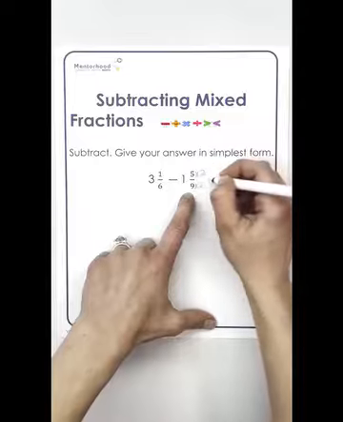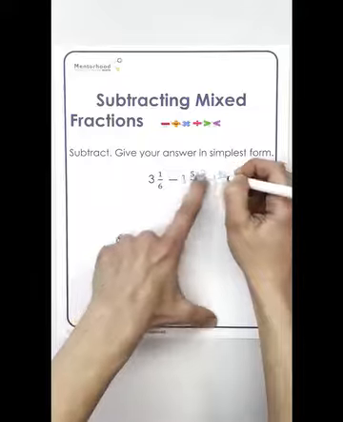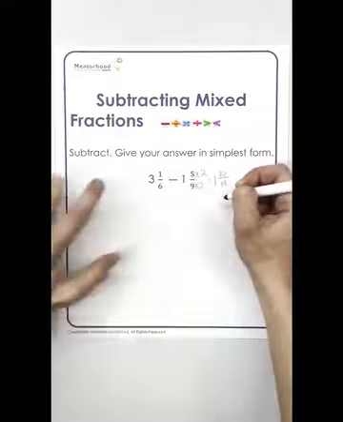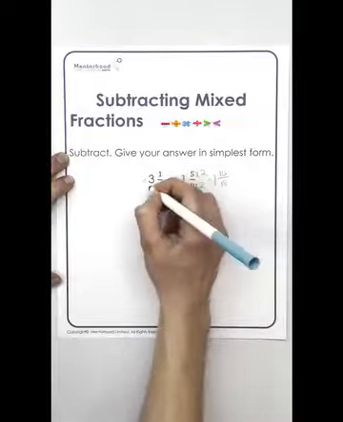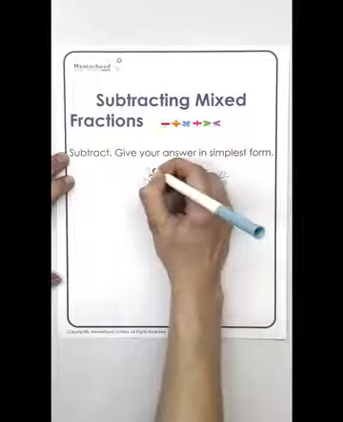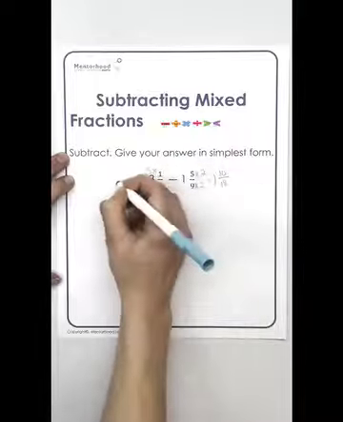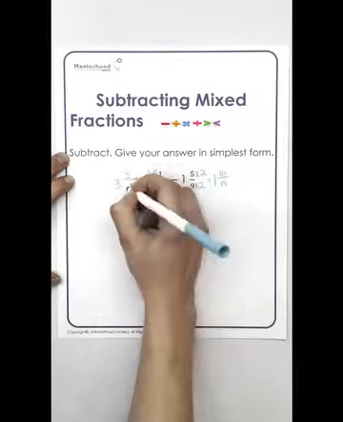So this becomes 1 and 10 over 18. 5 times 2 is 10, 9 times 2 is 18. Now this one. How do I get to 18? I do 6 times 3. So whatever I do to the bottom, I have to do to the top. So 3 times 1. So this one becomes 3. 3 times 1 is 3. 3 times 6 is 18.